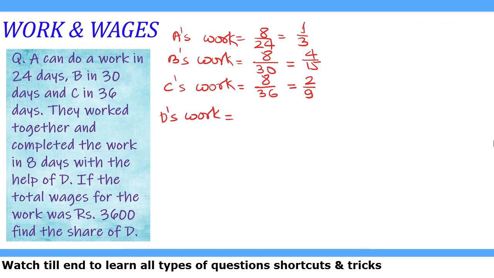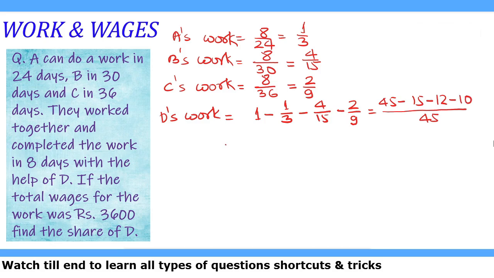So D's work equal to, out of 1 work, 1 minus 1 upon 3 done by A minus 4 upon 15 done by B minus 2 upon 9 done by C. The LCM of 3, 15 and 9 is 45. So 45, 1 divides 45 for 45 times. So 45 minus 3 divides 45 for 15 times. So it's 15 minus 15 divides 45 for 3 times, and 3 multiplied by 4 is 12, minus 9 divides 45 for 5 times, and 5 multiplied by 2 is 10.